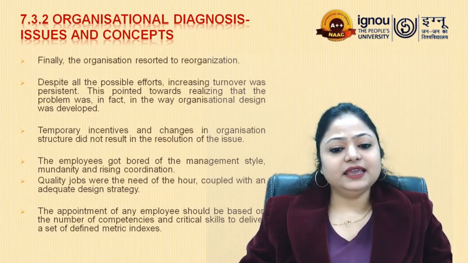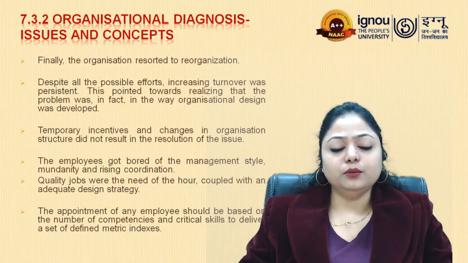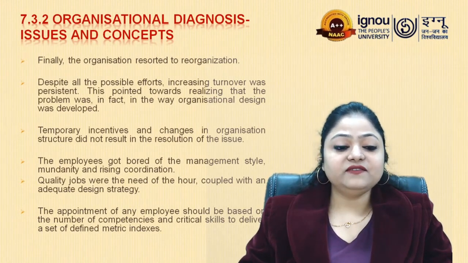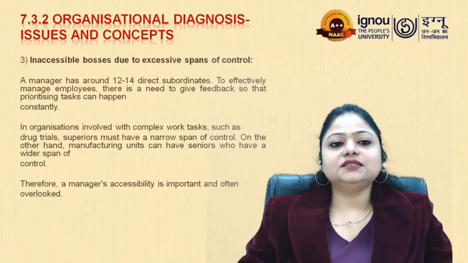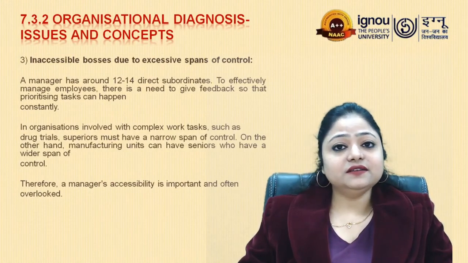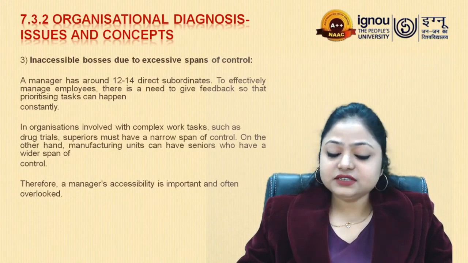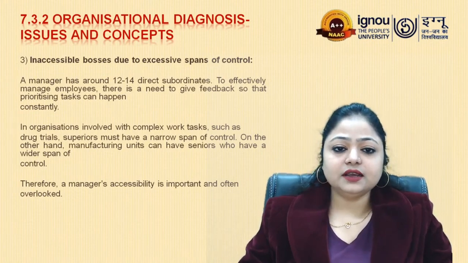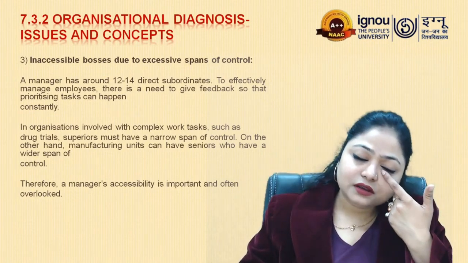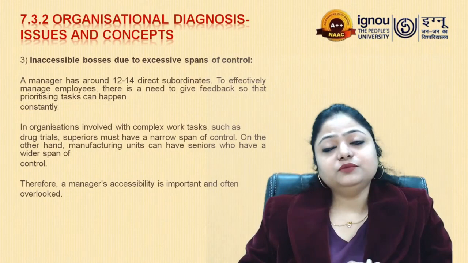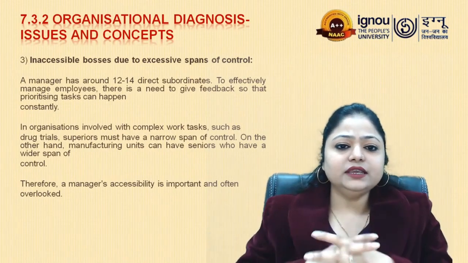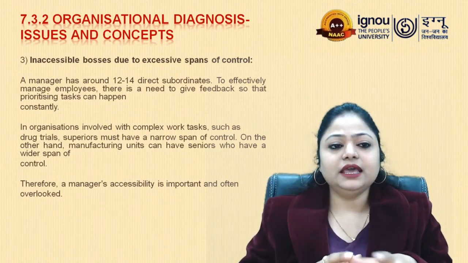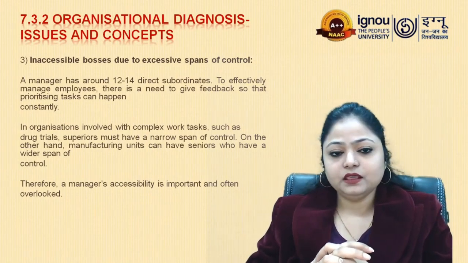So the appointment of any employee should be based on the number of competencies and critical skills to deliver a set of defined metric indices. Now, inaccessible bosses due to excessive span of control. We have discussed span of control in our first unit and second unit in Henri Fayol's 14 Principles of Management. So, span of control defines how many subordinates are going to be there for one particular supervisor.